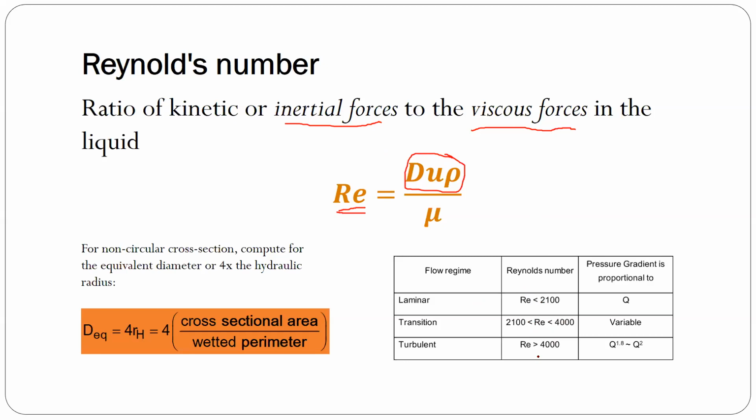Now this criteria here is only true for tubes, or pipes or geometries with circular cross-section. If the cross-section is non-circular, you have to compute for what we know as the equivalent diameter, which is basically 4 times the cross-sectional area of that geometry divided by its wetted perimeter. Wetted perimeter means kung ano yung side ng cross-section ang naaabot ng fluid.